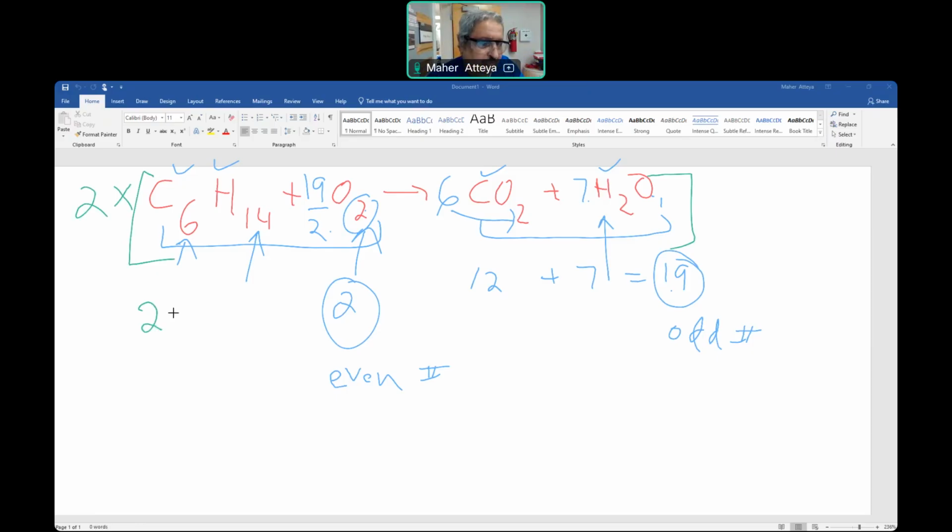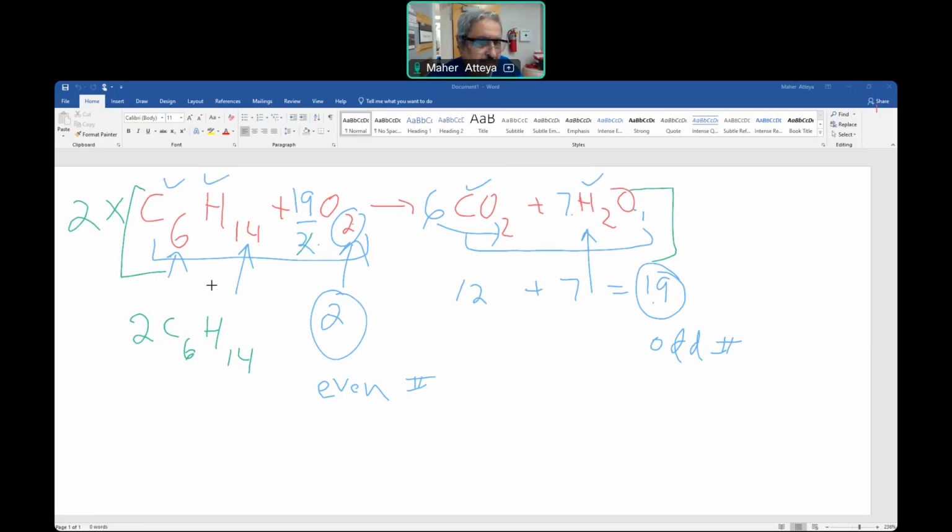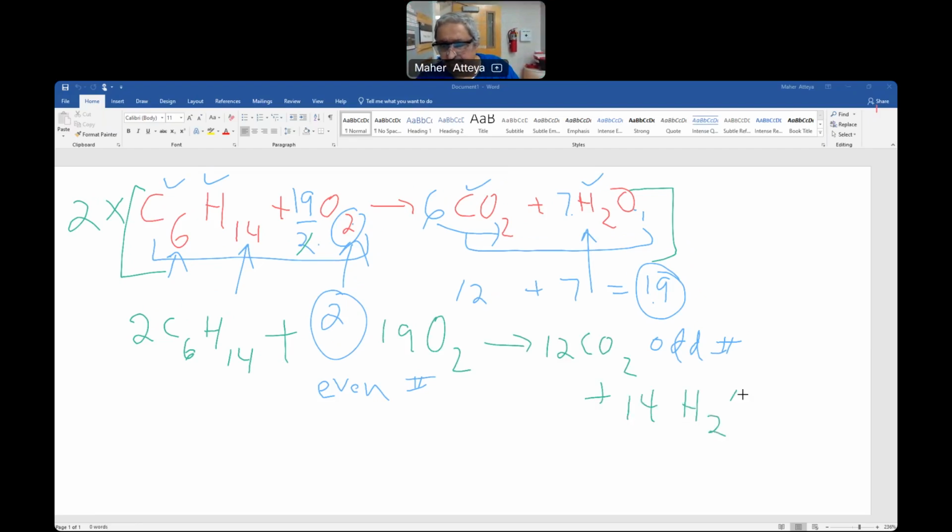2 C6H14, the two cancels out, plus 19 O2, plus 2 multiplied by 6, 12 CO2, plus 2 multiplied by 7 is 14 H2O.